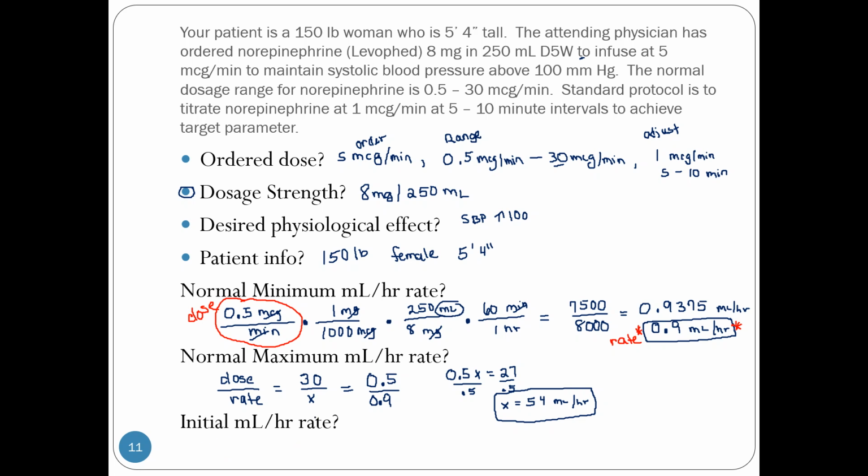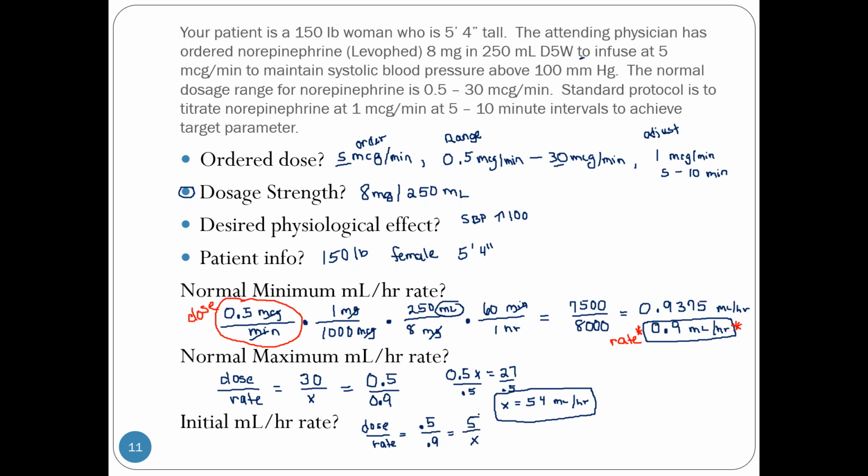Finally, they asked me for the initial. And so the initial is this order. This is where I'm to start. I'm supposed to start at 5. So again, I'm going to use the idea of dose over rate. I'm going to start with my minimum as a known pair of these values, so 0.5 over 0.9. And then I'll fill in that ordered dose of 5 and put it over X.